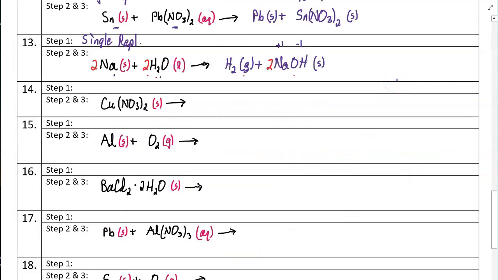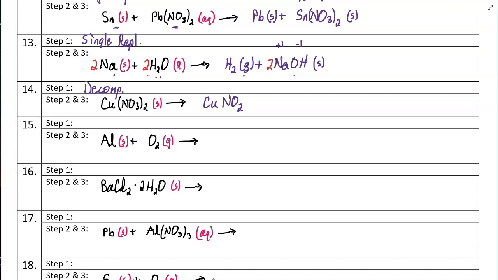Number 14, there is a single compound on the left side of the arrow. The only thing that can happen is that it can decompose. Copper nitrate is a metal nitrate. A couple days ago on the decomposition worksheet, we looked at metal nitrates. Metal nitrates decompose into a metal nitrite and oxygen gas. So here comes the metal nitrite, CuNO2.